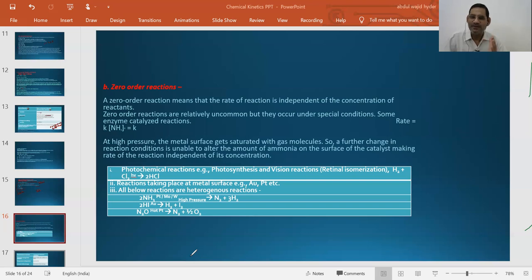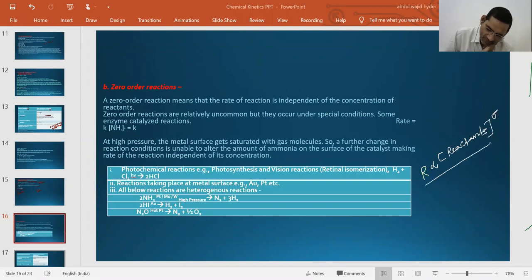So photosynthesis, vision reactions, or all those reactions which take place in presence of sunlight are examples of zero order reaction. Zero order reaction means, see how you'll be expressing it. R is directly proportional to the concentration of reactants. But if it is zero order reaction, then you will put zero here. So R is equal to K, and the concentration of reactants to the power zero will become 1.